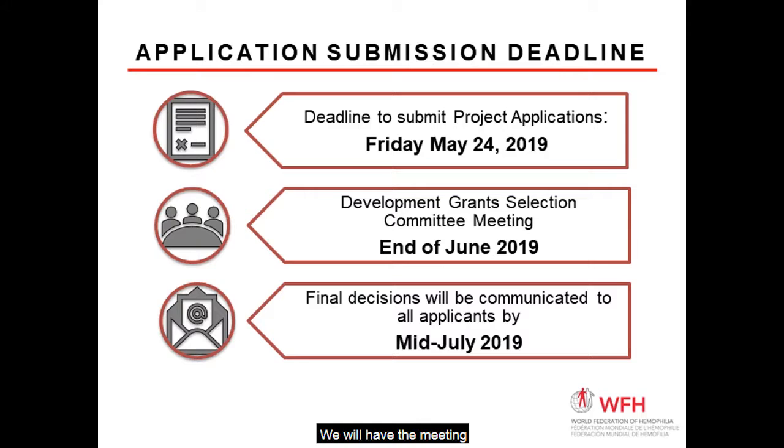We will have the meeting of the Development Grant Selection Committee at the end of June, when the committee members get together and review the applications and select the ones that are approved for funding this year. We will be able to communicate final decisions to all applicants by mid-July. So these are the steps that are left in the call for applications for this year and the timeline.